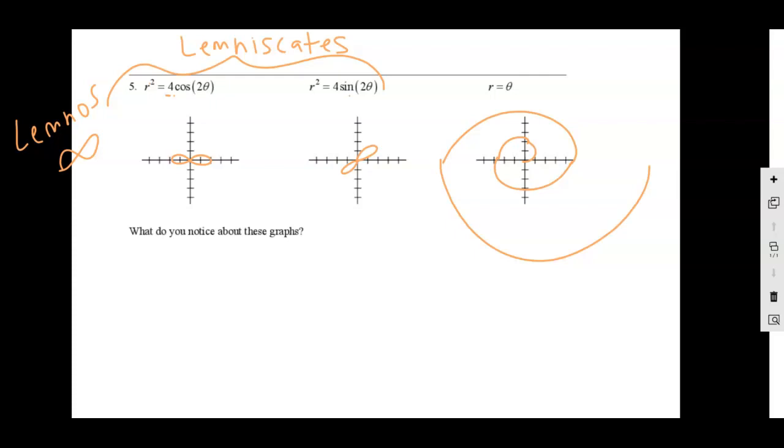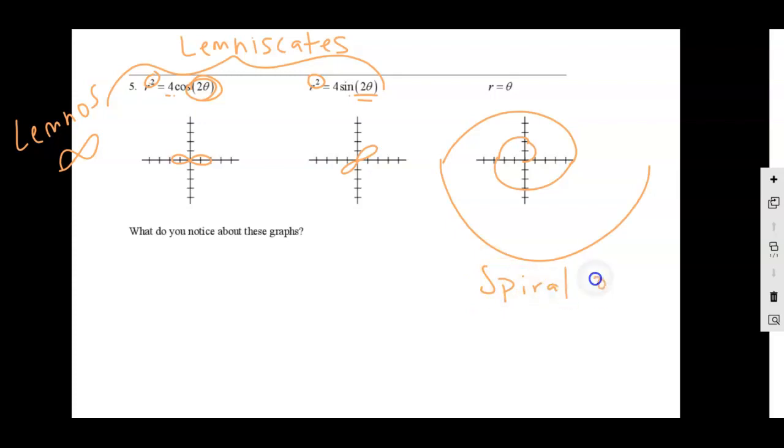But the lemniscates, they are half of a rose curve with two petals. They look like the infinity sign, and it's always going to be squared, and it's always going to have the 2 theta argument. And then r equals theta, that's your spiral of Archimedes.